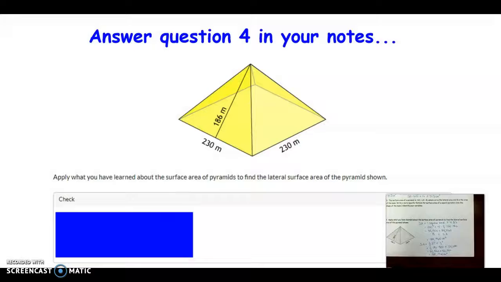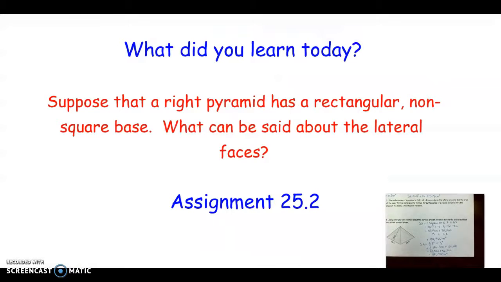So that is the lesson for 25-2. Good luck with your homework.